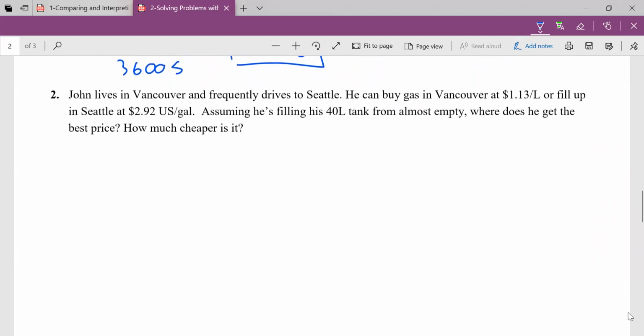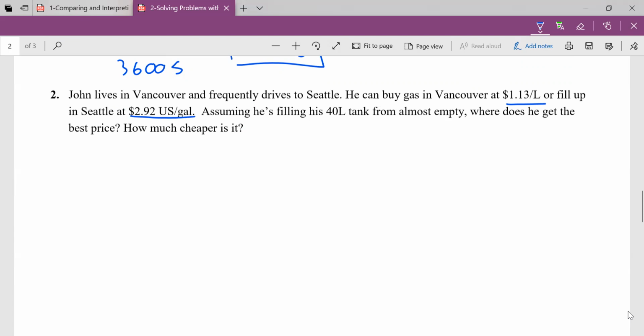Speaking of that, John lives in Vancouver and he frequently drives down to Seattle. If you've ever bought gas in the States, all of a sudden you have to figure out a couple of things because we're used to paying in Canadian dollars per liter. When you get down to the States, you have to convert two things. You have to convert monetary units and you have to convert from gallons to liters. So where does John get the best price?